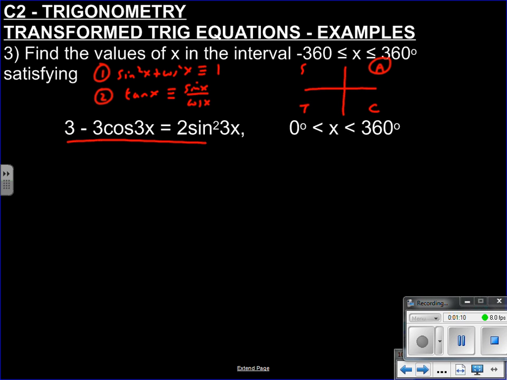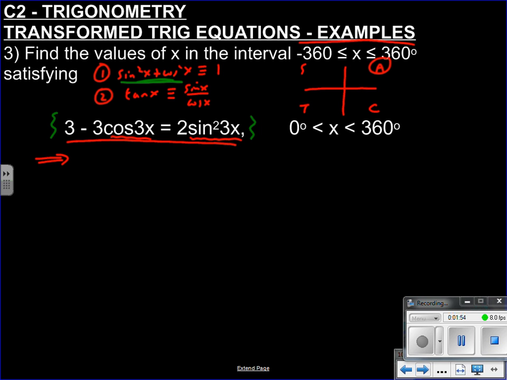So if you see we've got this problem here, 3 minus 3 cos 3x equals 2 sine squared 3x, between 0 and 360 for x. How do we approach something like this? Well, when you see a sine squared and a cos by itself, you have an identity which you can convert it to. You know that sine squared plus cos squared is 1. If we get everything in terms of cos squared, cos, and a number, then we've got, in a sense, a quadratic that you can factorize.